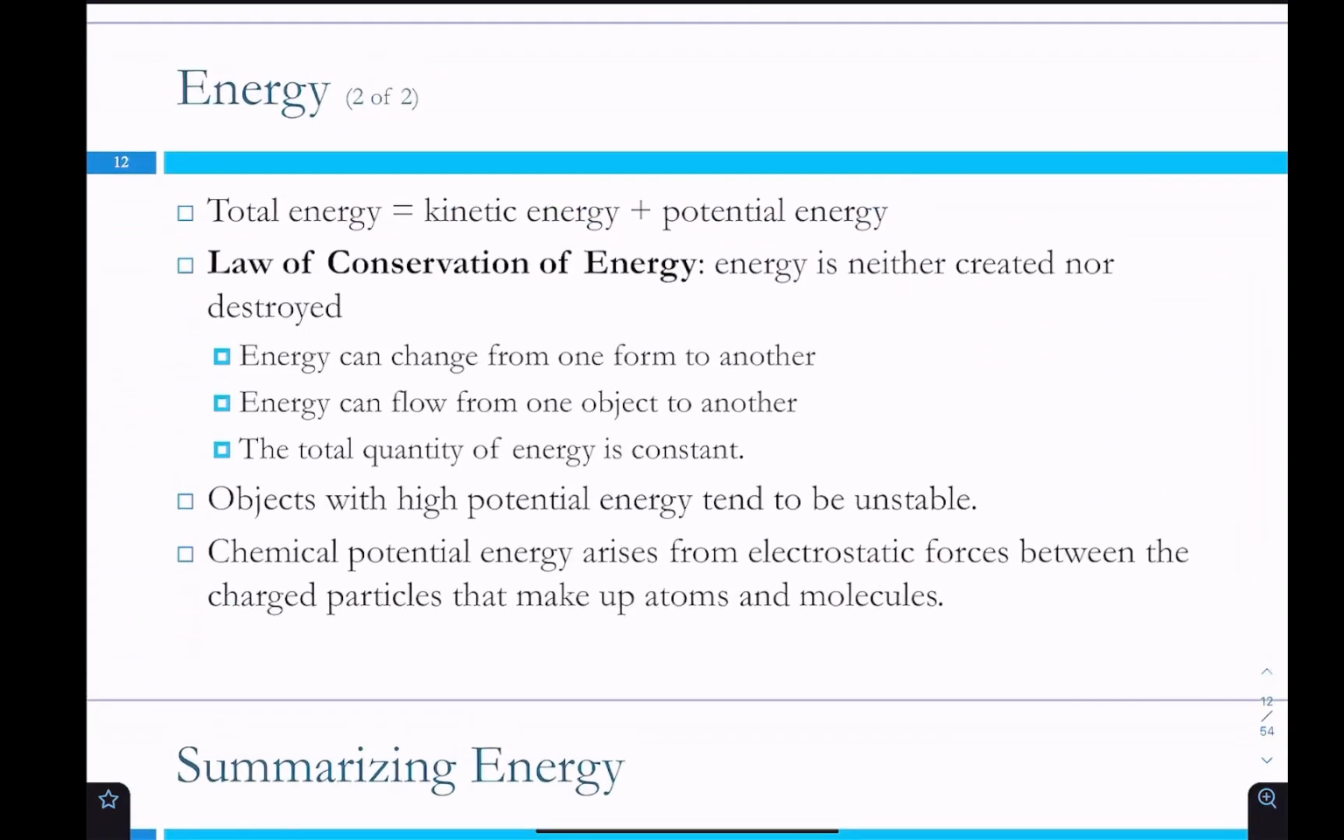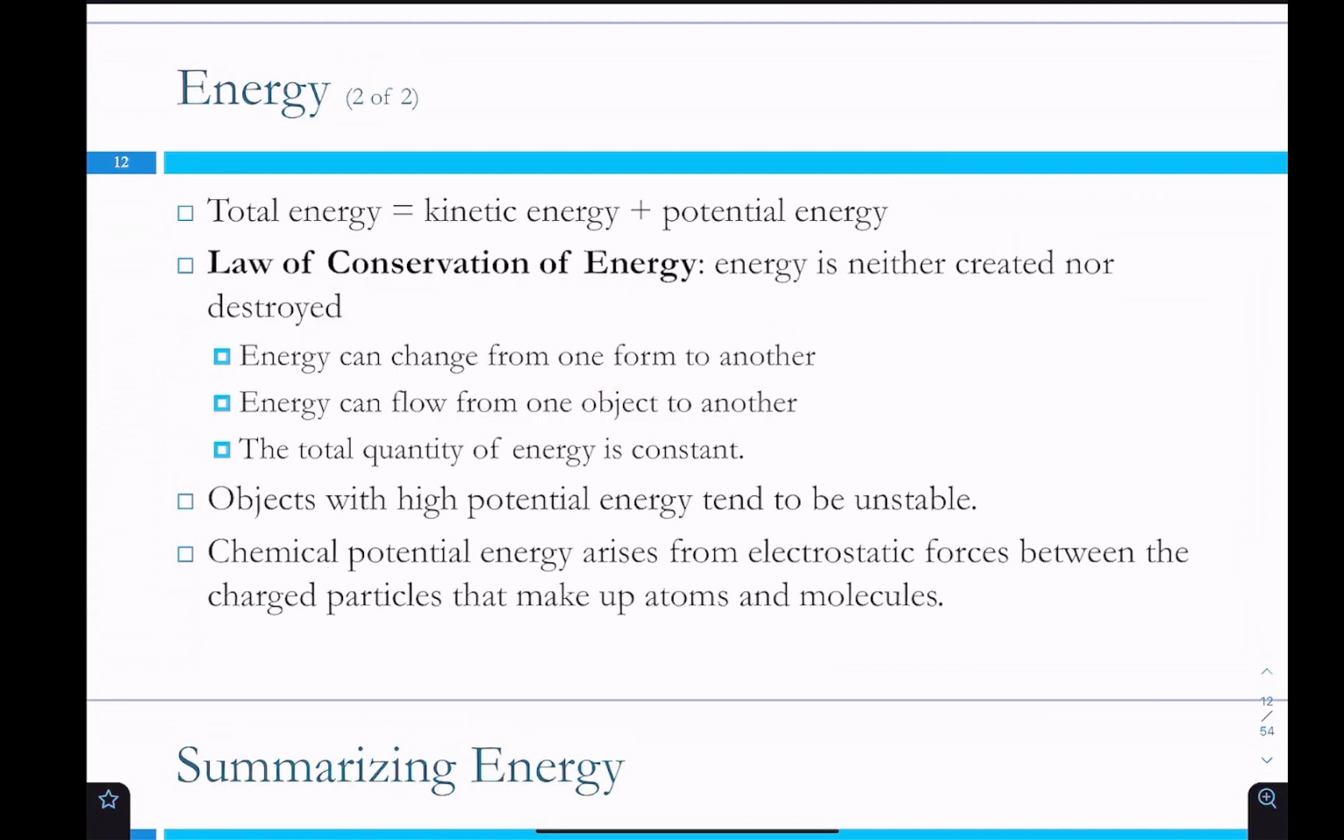Okay, so energy, there's always a total amount of energy, kinetic or potential, and eventually I think we'll talk about chemical potential energy. But that energy is never created or destroyed, it's just converted from one form to another. And this is the law of conservation of energy. Energy is neither created nor destroyed. So it's always changing from one form to another. It can flow from one object to another.